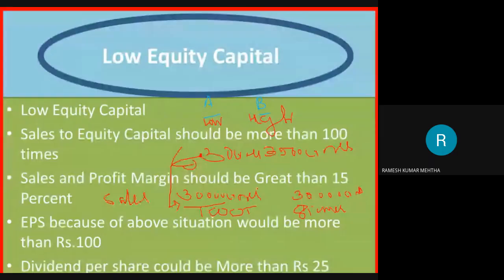Number two, on this 30,000 crores of sales, the margin is 10%, that is 3,000 crores. Here, the same margin I will consider 10%, 3,000 crores. So both of them are very good as far as net profit margin is concerned.